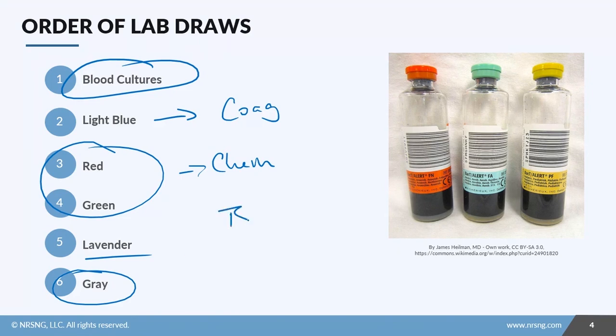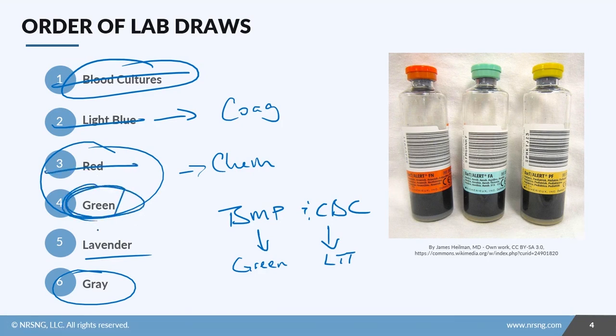So what happens if you have a BMP and a CBC only? So we don't have all these other ones. Our BMP is going to be either a red or green. For a hospital, probably going to do the green. And if you have a CBC, you're going to use your lavender top tube. So we've got no blood cultures, no coags, no serologies. We only have this green one. We do have the lavender, but we've got no gray. So we're going to do the green top first, and then the lavender top tube second. Remember, you don't want to contaminate your tubes with the additives or the preservatives.